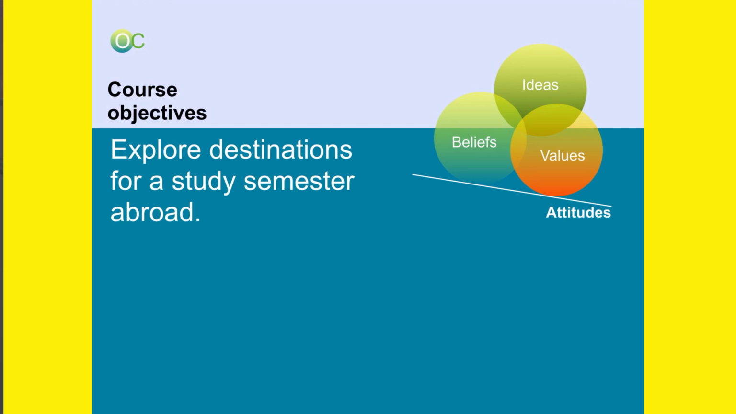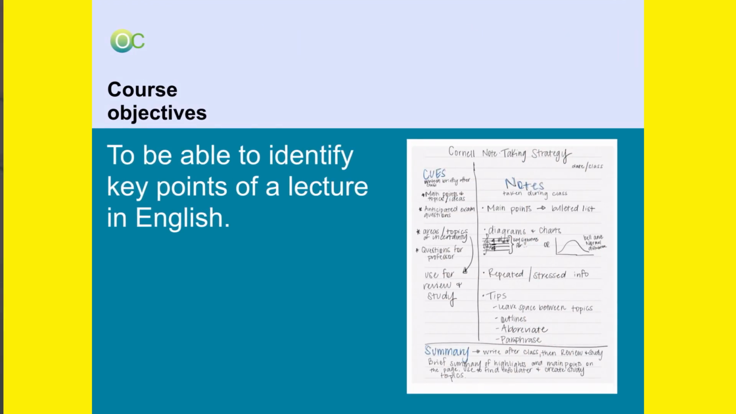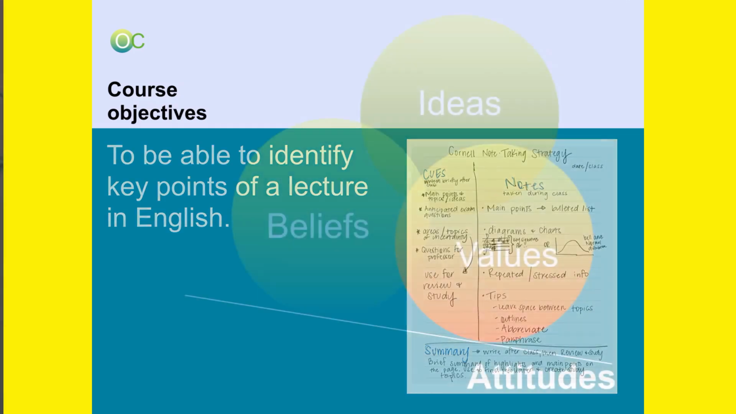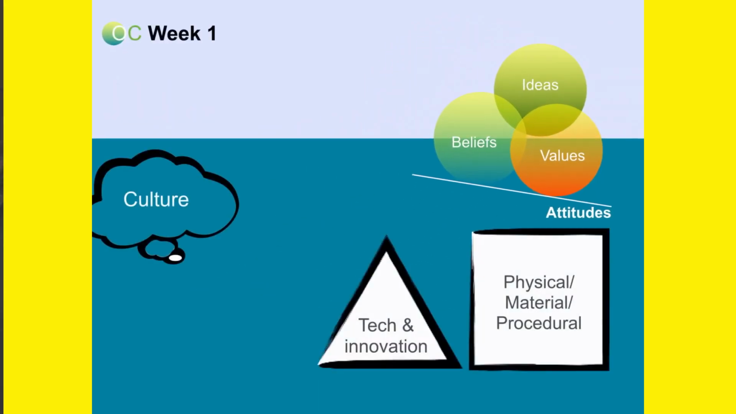It's about exploring destinations for a study semester abroad, and also to be able to identify key points of a lecture in English. And you may have just noticed there is this graphic of the three bubbles suspended over the word attitudes. So what are your attitudes towards a semester abroad, and also technology in general, the values, ideas and beliefs which are about culture lag.